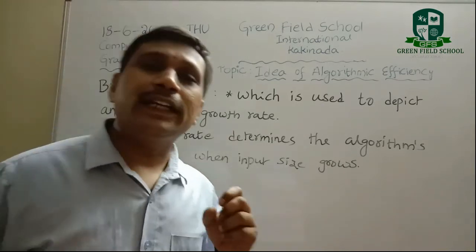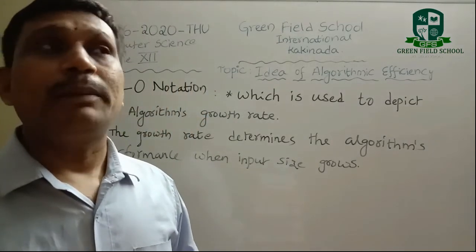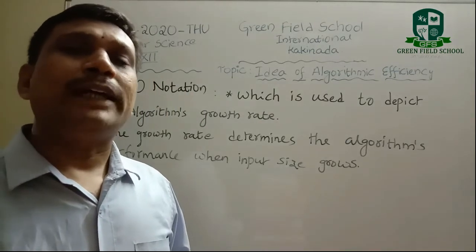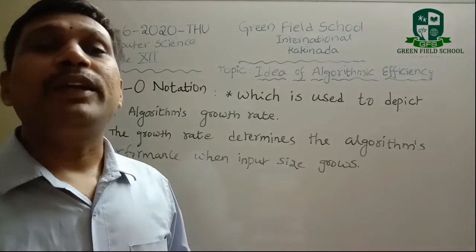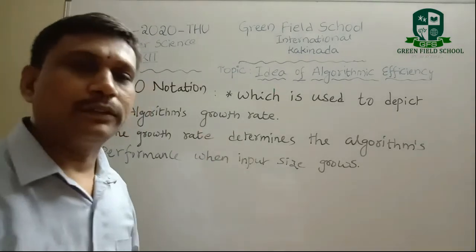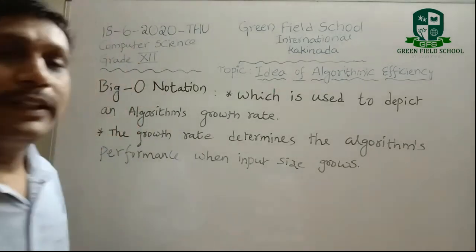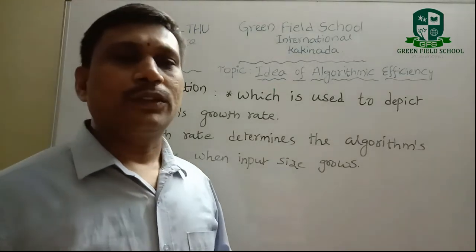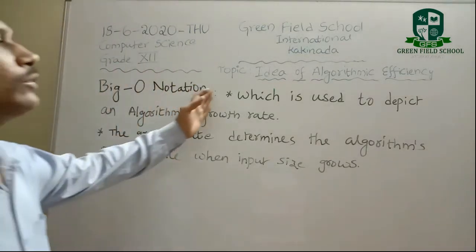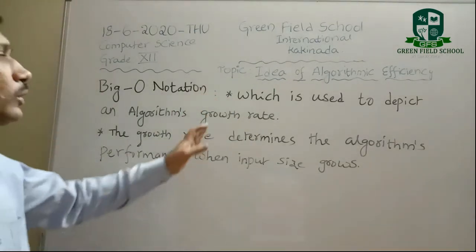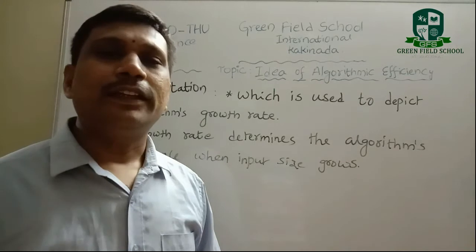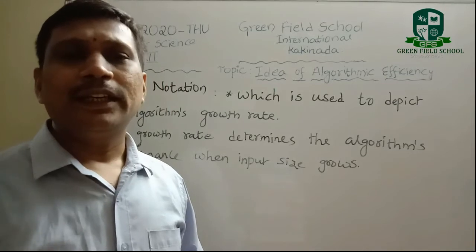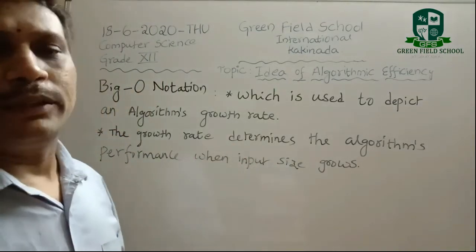When we calculate time complexity, the amount of time taken, we calculate by using a mathematical formula, big O notation. What is meant by big O notation? Big O notation describes the growth rate of the algorithm. Big O notation is used to depict an algorithm's growth rate. Growth rate means that when you give input size n, we calculate the order of n, that is the time complexity in big O notation.